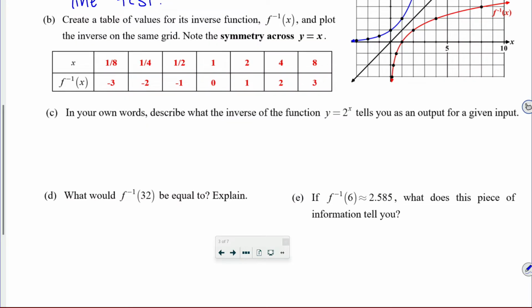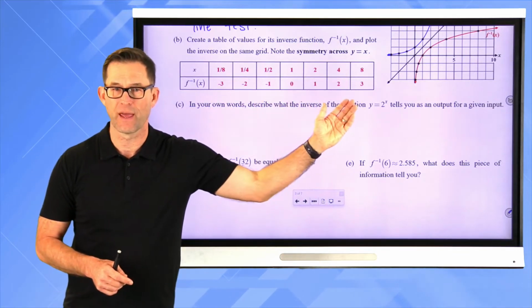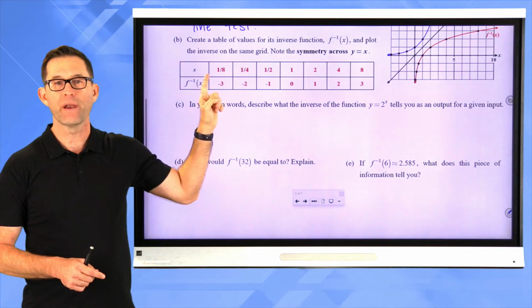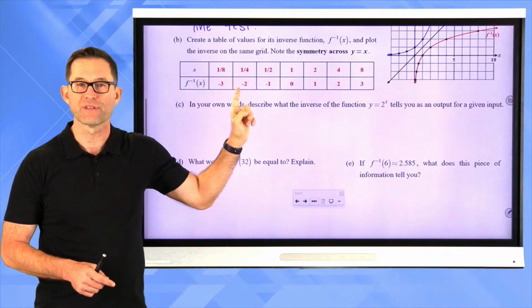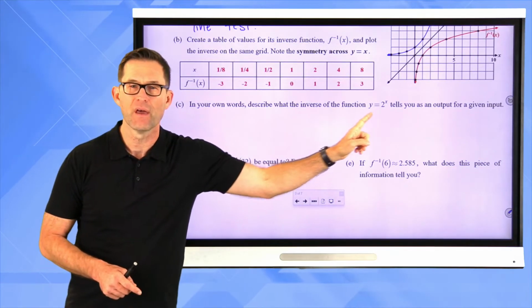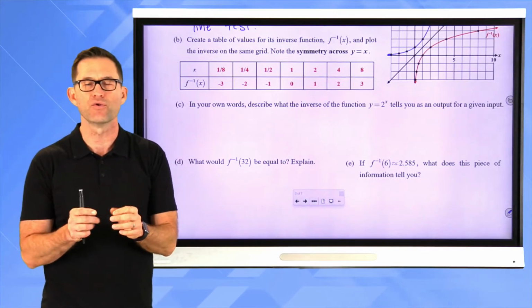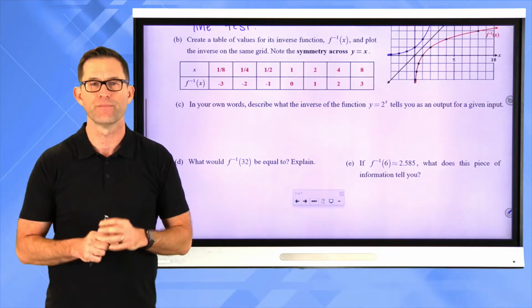All right, now let's take a look at letter C, because this is very important. In your own words, describe what the inverse of the function y equals 2 to the x tells you as an output for a given input. So again, look at this particular table of values. When there's an input of 1/8, there's an output of -3. When there's an input of 1/4, there's an output of -2. Now keep in mind, these are the inverse of this. So what is that function telling you? Try, in your own words, to write down what it tells you.